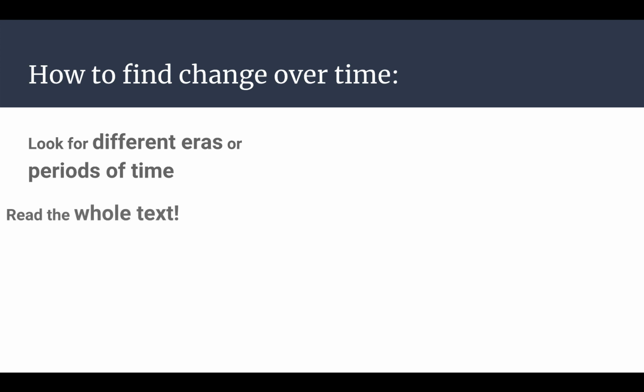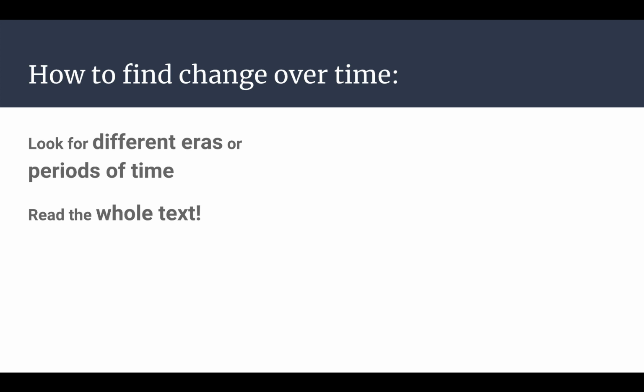And it really all depends on how you read the text. So the first thing you're going to want to do is look for different eras or different periods of time in a text. This is the first thing you've got to do. If you want to compare two periods of time to find changes over time, you got to find the two different eras or periods of time that we're thinking about in a reading. And then you've got to read the whole thing. If you're going to find different eras, it is super important that you read the whole text.